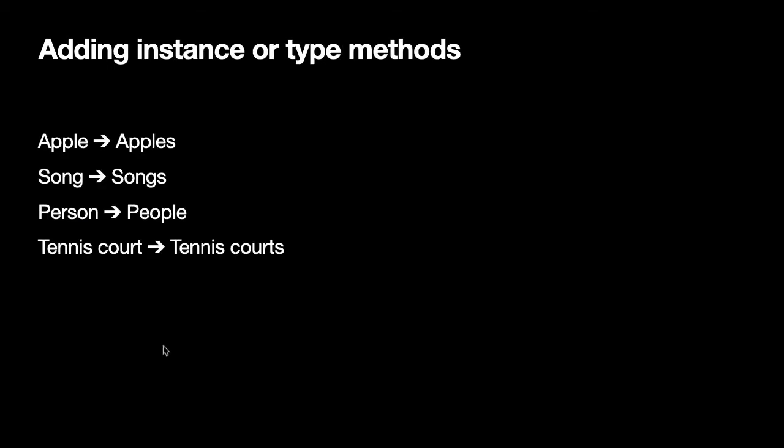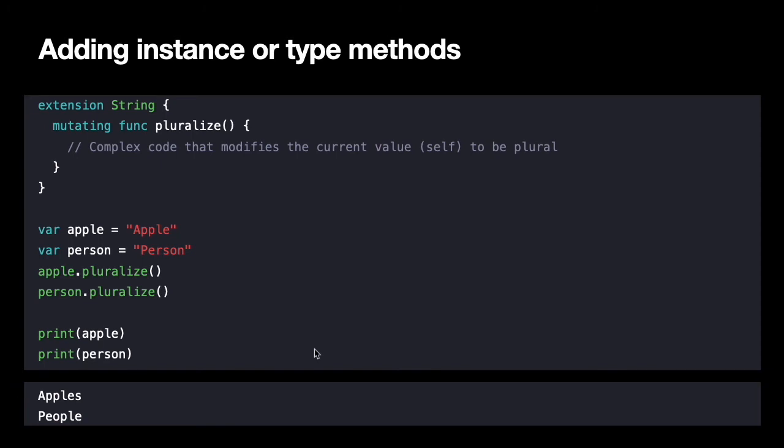You can also add instance or type methods. For example, you could add a method to the string type to return a pluralized version. Apple would become apples, song would become songs, and so on. Our additional method could even be mutating. So for example, we could have a mutating function pluralize, which is an extension to String, where we would take in a string and then we could just pluralize it, so apple would become apples.